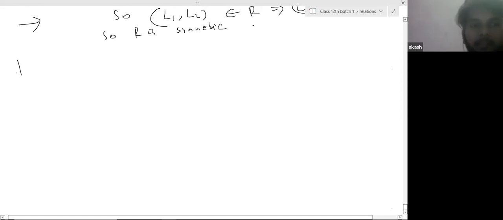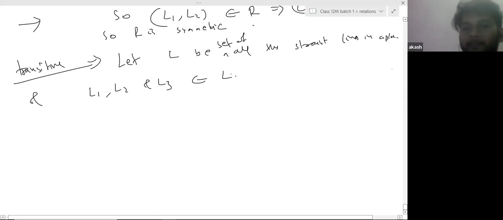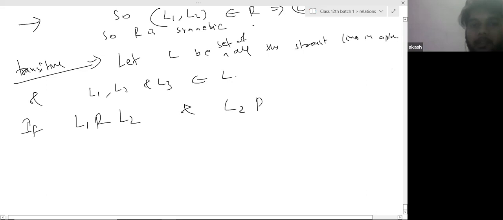So how to write for transitive? Right, we can say let L be the set of all the straight lines in a plane. All right, and L1, L2, and L3 belong to L. Now, whatever Kulsum said, we can write: if L1 is related to L2 and L2 is related to L3.